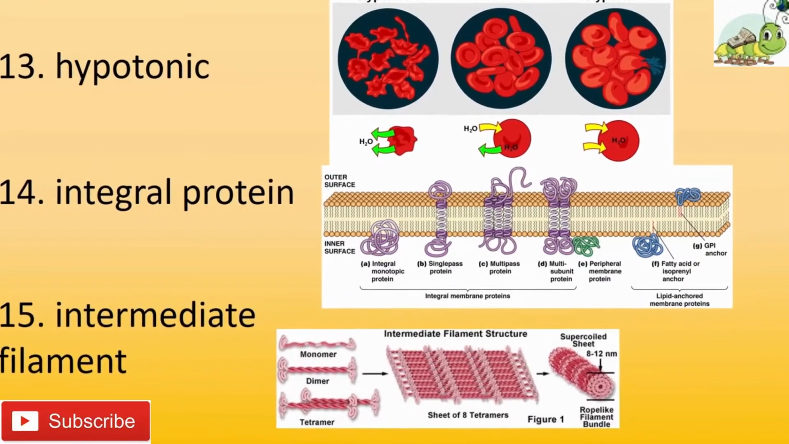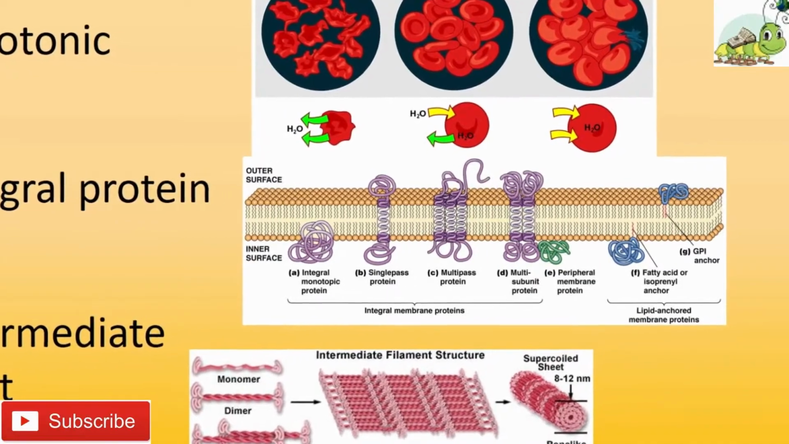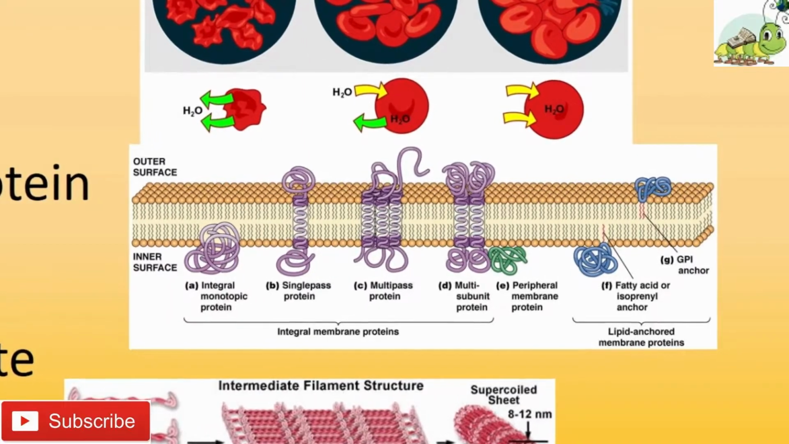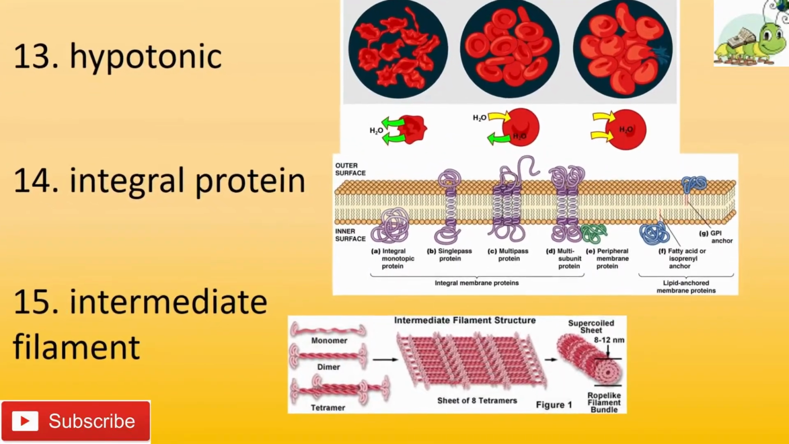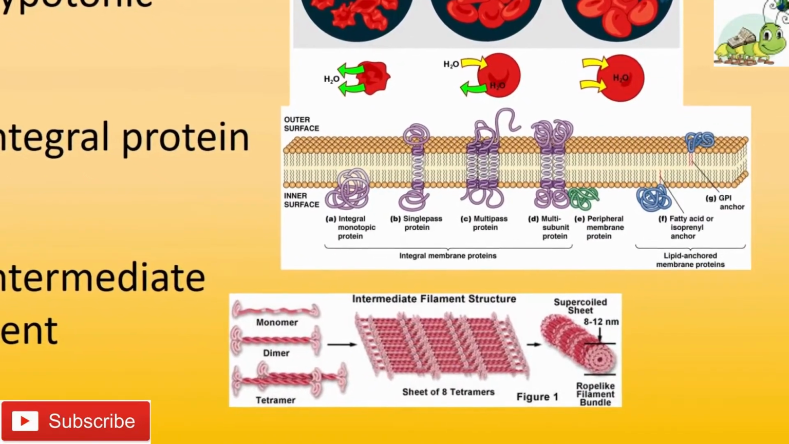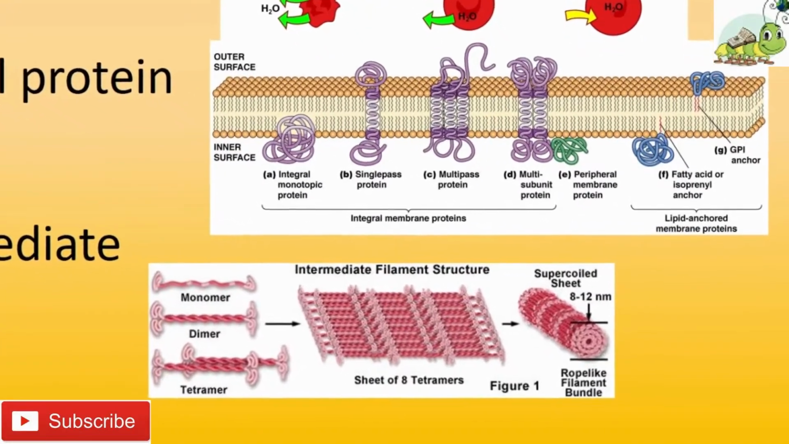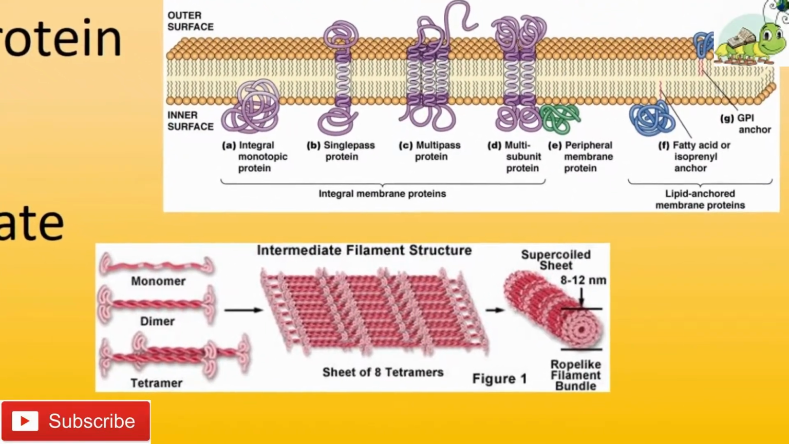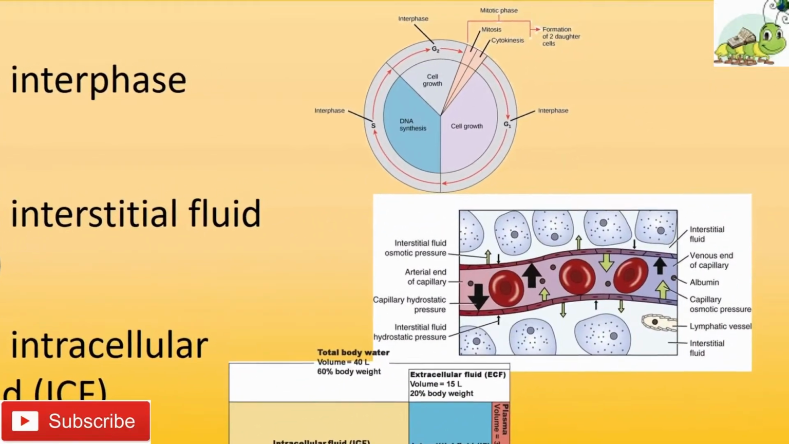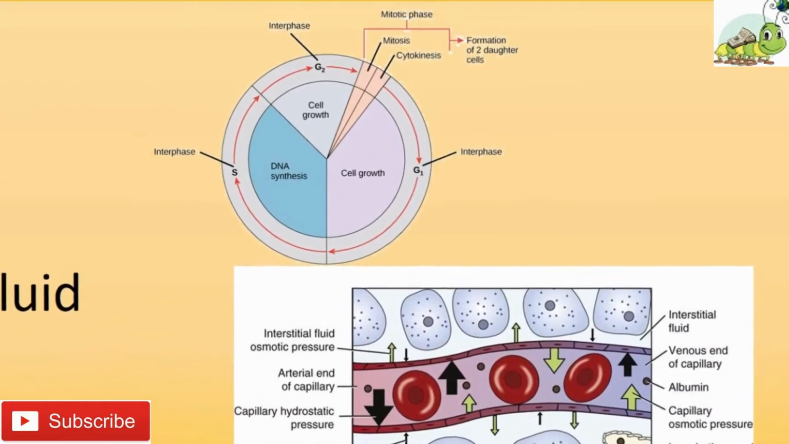Point number 14, integral protein. Membrane associated protein that spans the entire width of the lipid bilayer. Point number 15, the intermediate filament. The type of cytoskeletal filament made of keratin, characterized by an intermediate thickness and playing a role in resisting cellular tension. 16. Interphase. Entire life cycle of a cell excluding the mitosis.